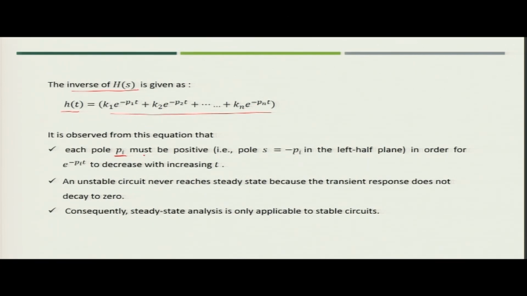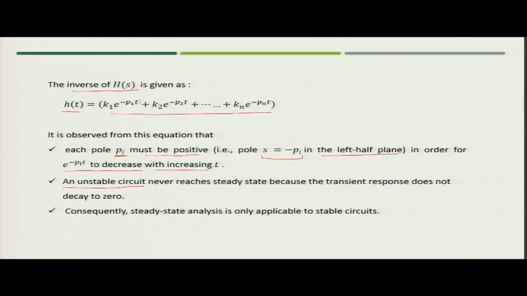Now, if you observe this equation, you will see that the values p1 to pn must be positive, which will make the pole, that is s equal to minus pi, lie in the left half plane. What does it mean? If p is positive, the expression e to the power minus p1 t is exponentially decaying, which makes sure that h(t) is bounded, meaning it converges to a particular value with the increase in time t.